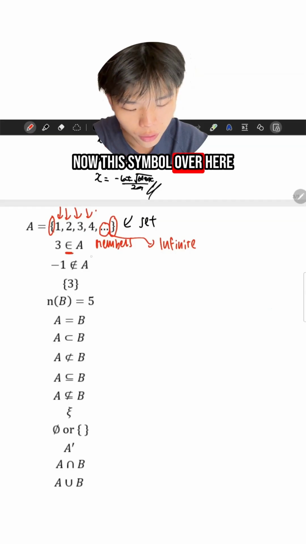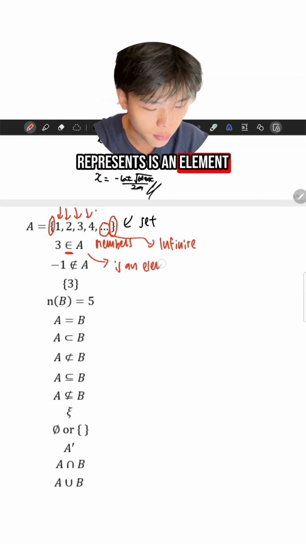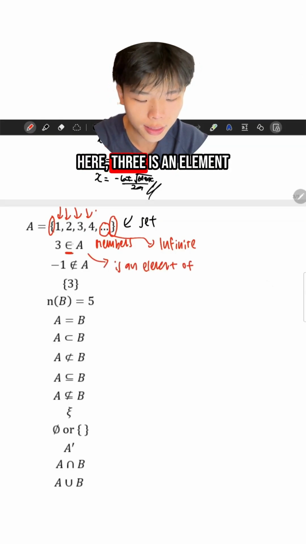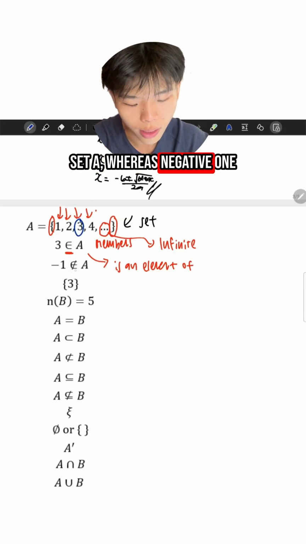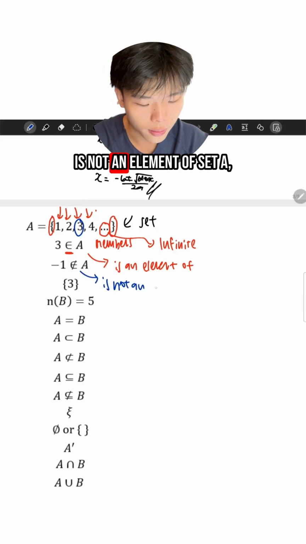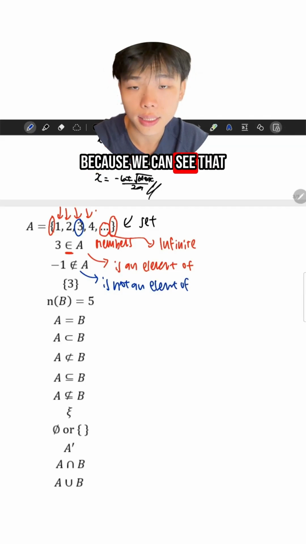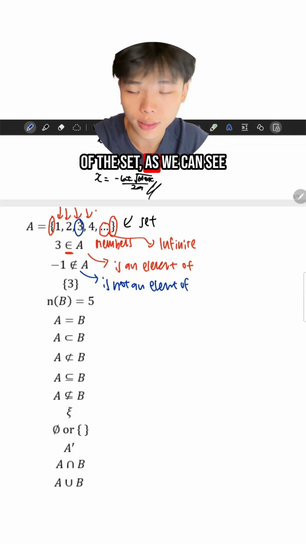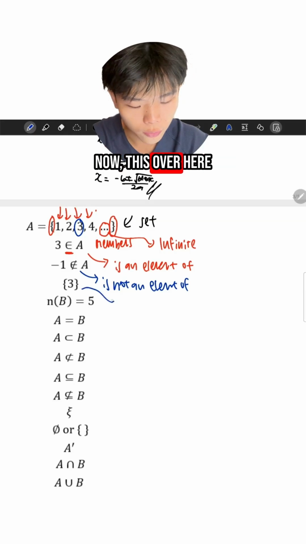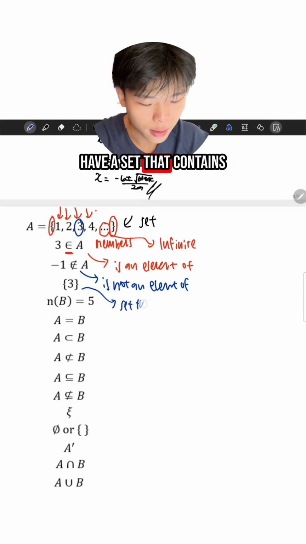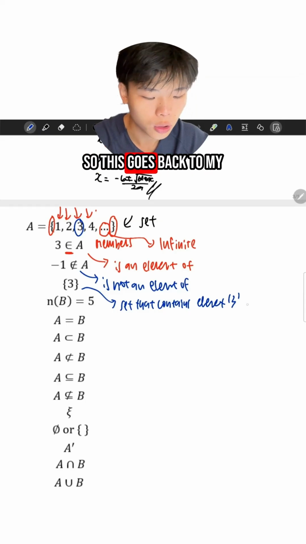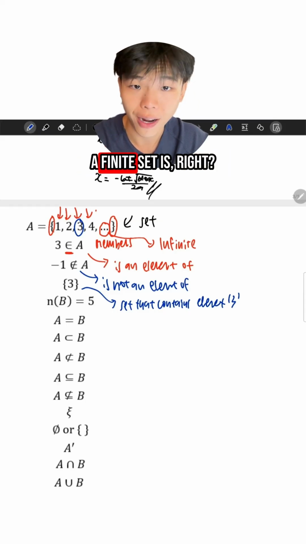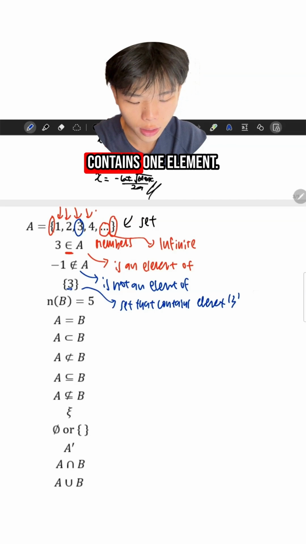Now this symbol over here represents "is an element of". As you can see over here, 3 is an element of A because 3 is present inside set A, whereas -1 is not an element of set A because -1 is not part of the set, as we can see inside the set over there. Now this over here just means that we have a set that contains the element 3, and it only contains the element 3. So this goes back to my earlier example of a finite set, right? This is a set that only contains one element.